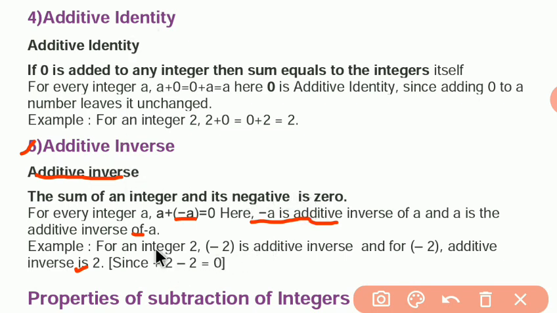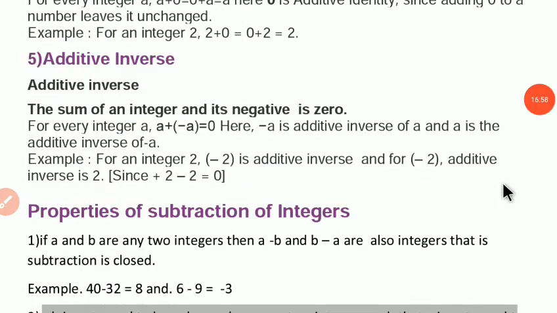Sum means addition. You can see here we have taken the integer as 2 and its negative means minus 2. If we add these two numbers, we get the answer 0. So this property is known as additive inverse. Additive inverse means the opposite of the given integer with respect to sign. If it is given in plus, its inverse will be in minus, and if it is given in minus, its inverse will be in plus.